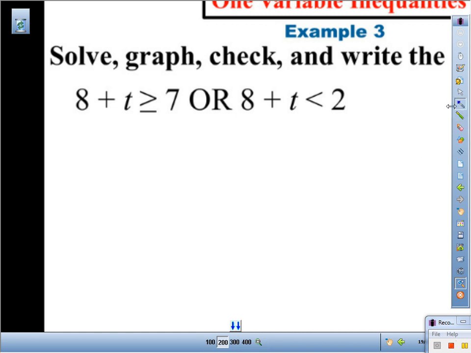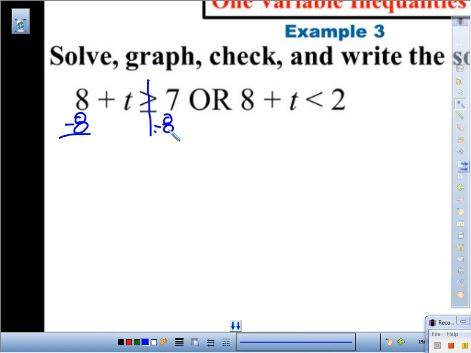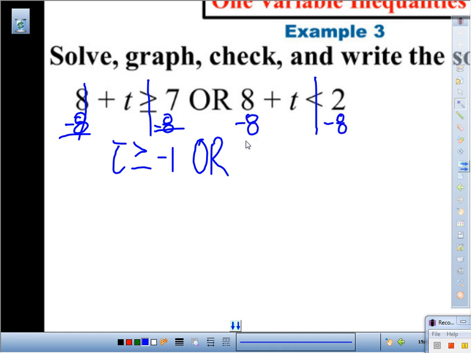Therefore, what do we do, Mr. Q? Well, let's start one at a time. Line down the inequality symbol. Let's do this one together. What do I do here to solve for t? Subtract 8, subtract 8, and we're left with t greater than or equal to -1. Bring down the or. Now we're going to focus on this inequality. What do I do to solve for t right here? Subtract 8, subtract 8. We end up with t less than -6. Can I solve any more on each of the inequalities? No, they're already solved. At this point, let's graph.